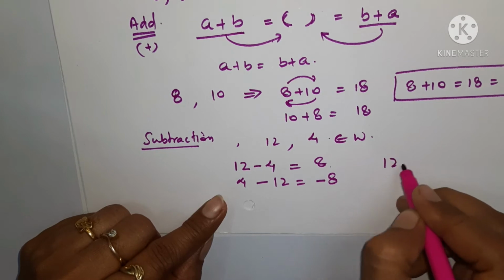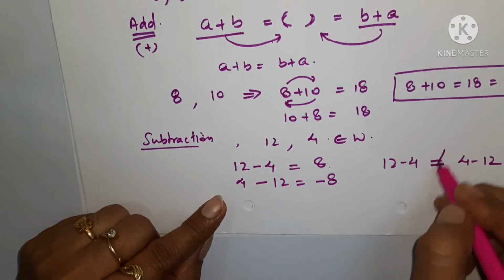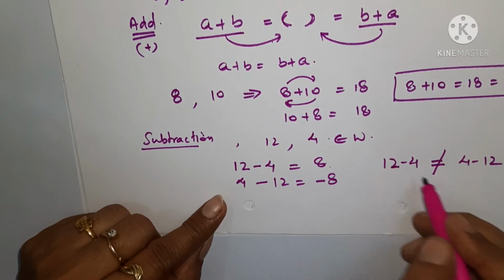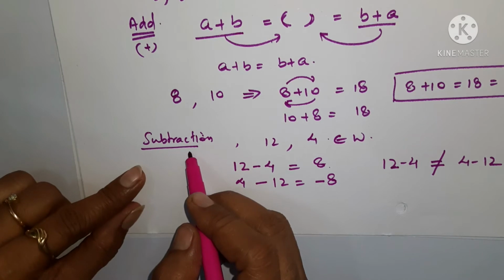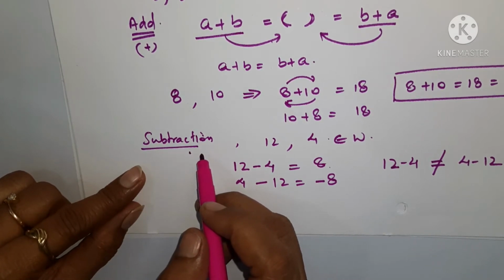So we cannot write 12 minus 4 equal to 4 minus 12. These are not equal. That means that commutative property is not possible for subtraction, or you can say that subtraction is not applicable in the case of commutative property.